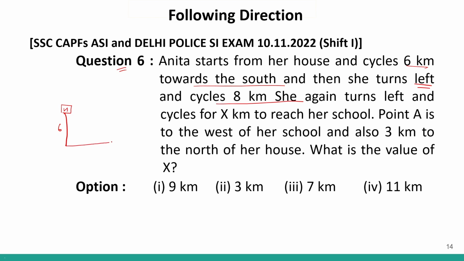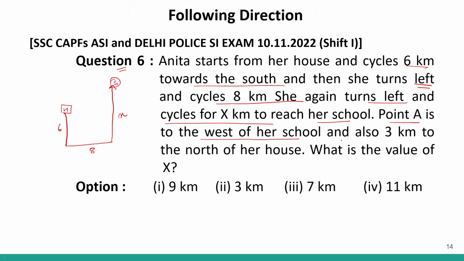Left will be over here. 8 direction left. She again turns left and cycles for x kilometer to reach her school. So left will be this direction and we don't know the distance. So let us assume this is x kilometer given in the question. Point A is to the west of her school. So let's say this is the school's location.